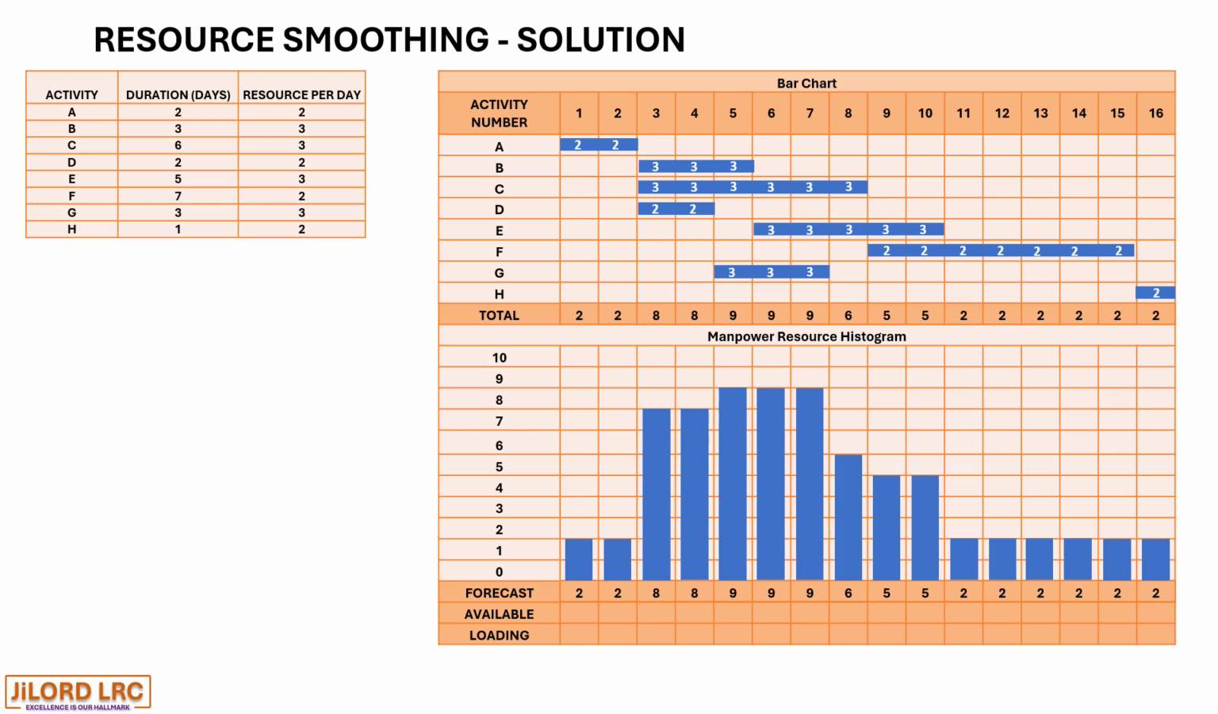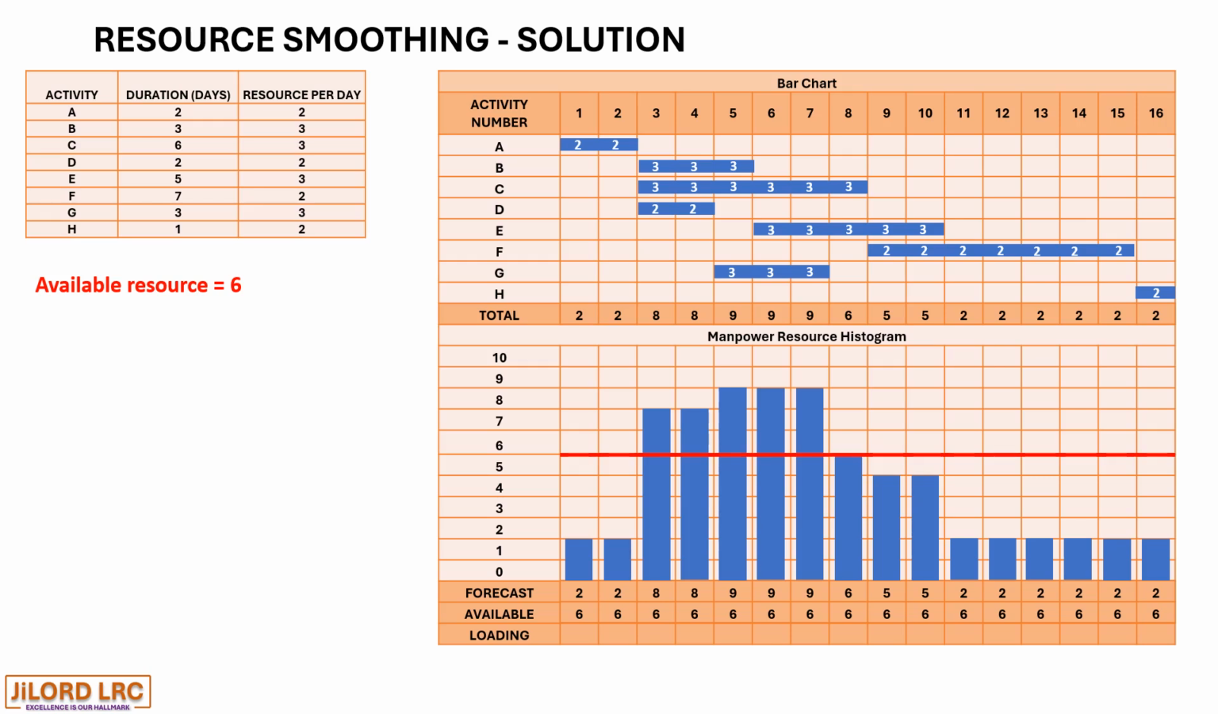Now, we were told that the available resources are 6. So we indicate that on the chart and have our red mark. So any resource above 6 would have to be smoothed. So we are going to commence with the smoothing process and get all the resources within the limit of the available resources.